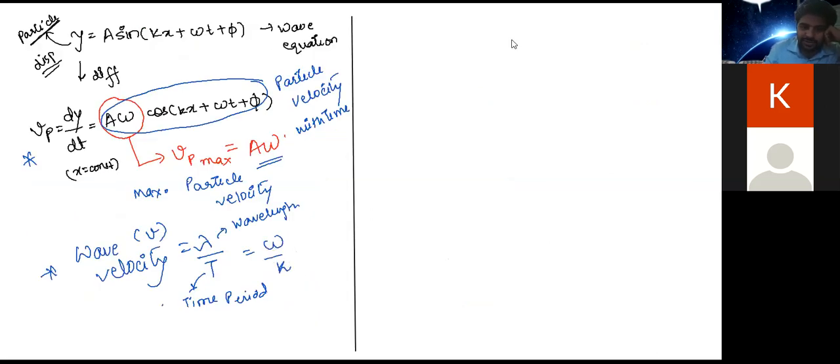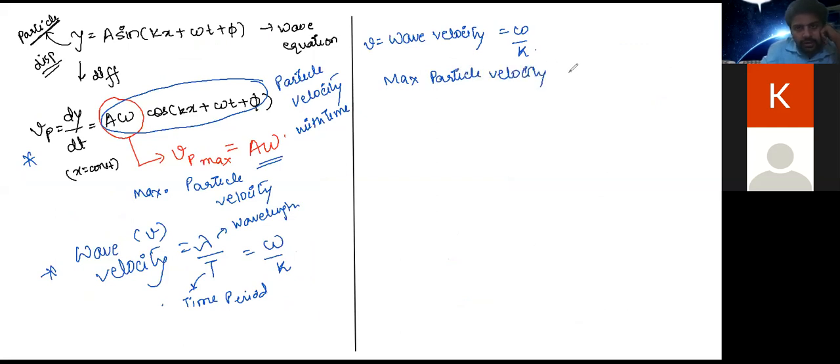So now we have two expressions, class. One is wave velocity equal to omega by k. Then we have maximum particle velocity, Vp max, equal to a omega. Clear for all? Atul, is this clear to you? Yes, sir. Karuna, Mahila, Monica, is this concept clear for all?